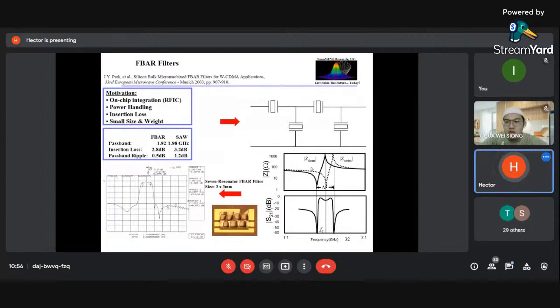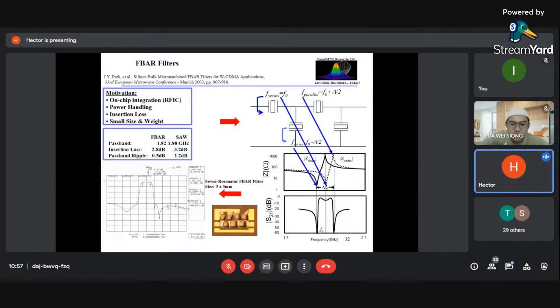An application of these FBARs is in the area of filters. If we utilize the ladder network architecture or topology, we find that the series resonance of the resonator in the series branch sets the center frequency. The parallel resonance of the resonator in the series branch sets the upper skirt of the filter, and the series resonance of the shunt resonator sets the lower skirt of the filter. And this shows an example of a filter realized using this FBAR technology.